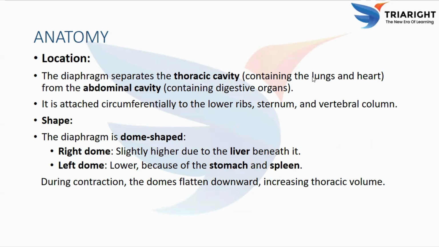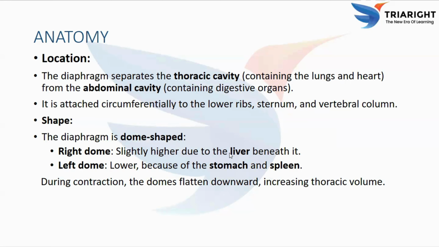In the thoracic cavity, the lungs and heart are present. Whereas in the abdominal cavity, the digestive organs such as the stomach, liver and intestines are present. In between these, the diaphragm is present and it separates both the cavities. It acts like a dividing wall between the chest and the abdomen. The diaphragm is attached all around to the lower ribs, sternum and also the vertebral column. You can describe the diaphragm as a muscular floor of the chest or the roof of the abdomen.